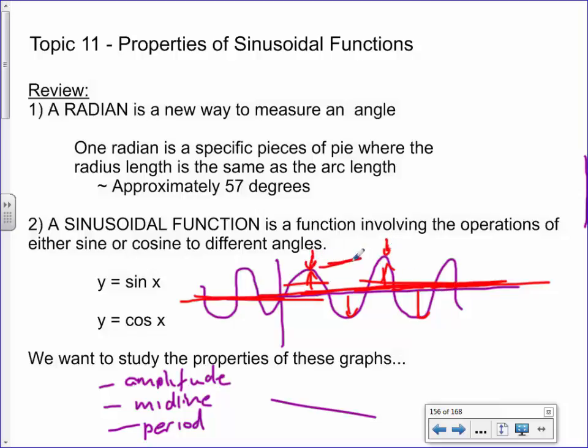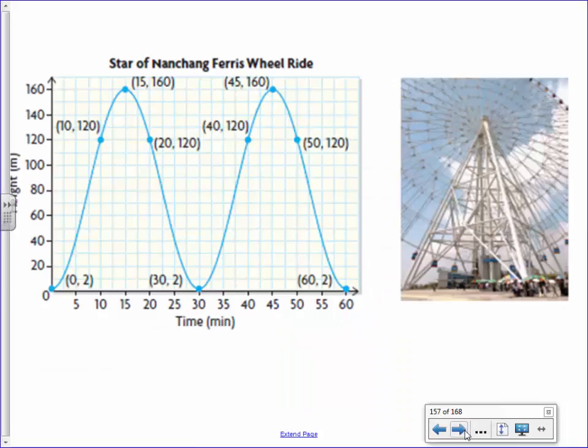Here's the high point right here. The period refers to how far is it from there to there? Or how far is it from here to here? Does that make sense? A period is how long between cycles. So let's start by doing some examples, I hope.